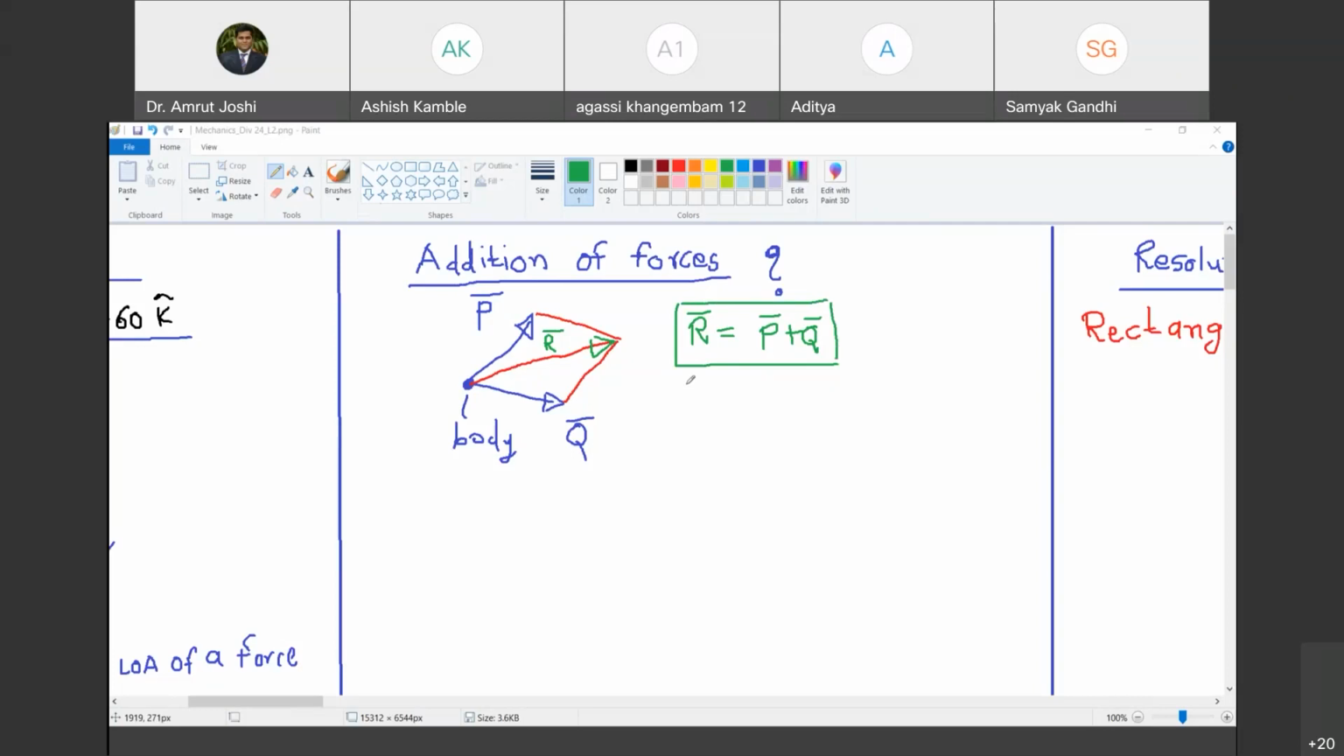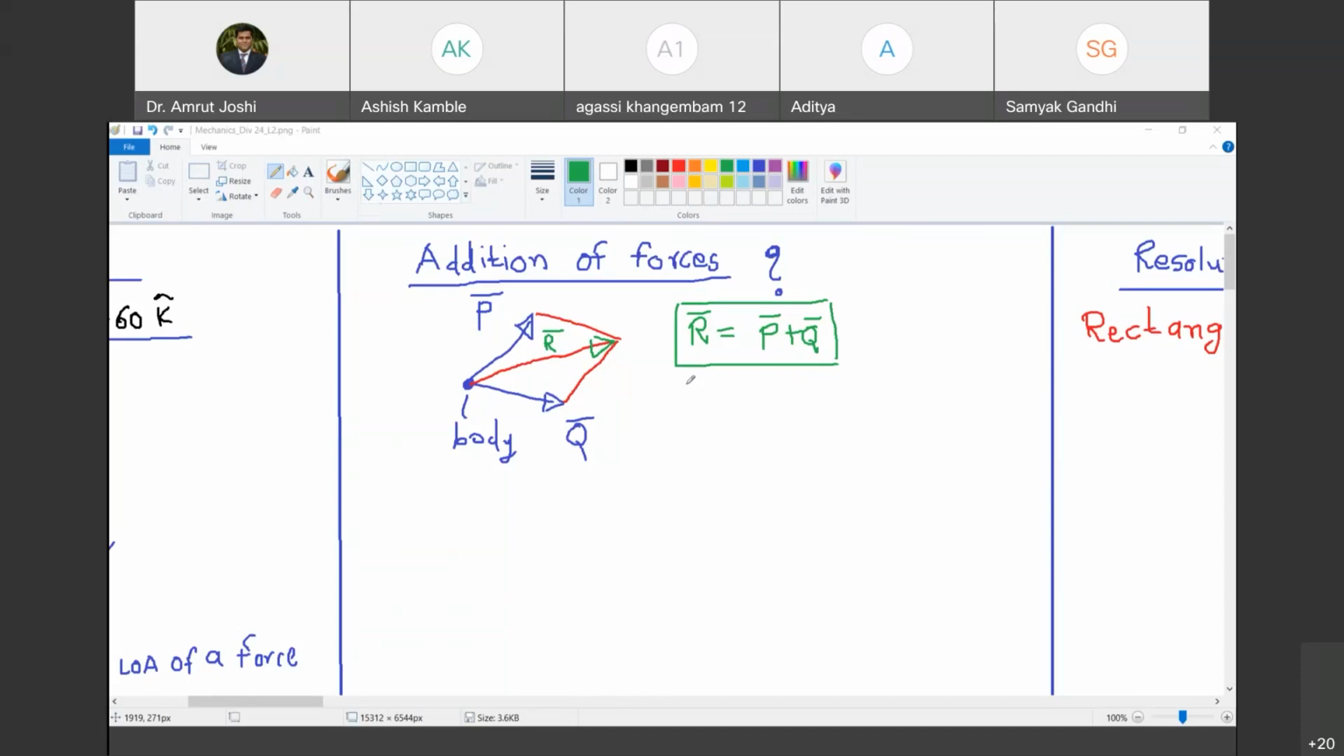I was taught this. They taught this to us in 11th. This was the addition. So you were taught how to add vectors, and then you were introduced to force in physics, and you were told that forces are vectors. So add them the way vectors are added.